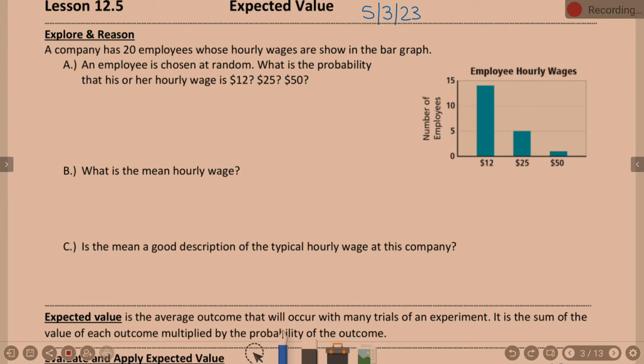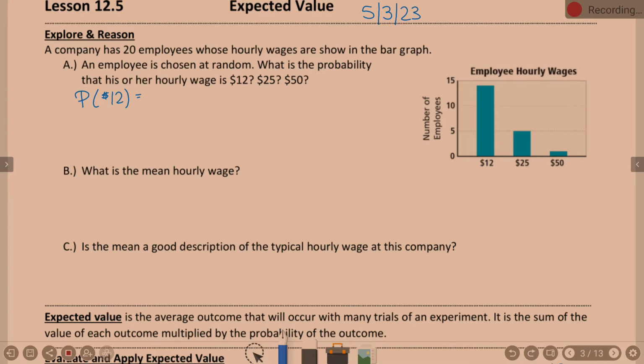A company has 20 employees whose hourly wages are shown in the bar graph. An employee is chosen at random. What is the probability that his or her hourly wage is $12, $25, and $50? So we've got three probabilities we're going to find here. First probability we're finding is probability of $12.